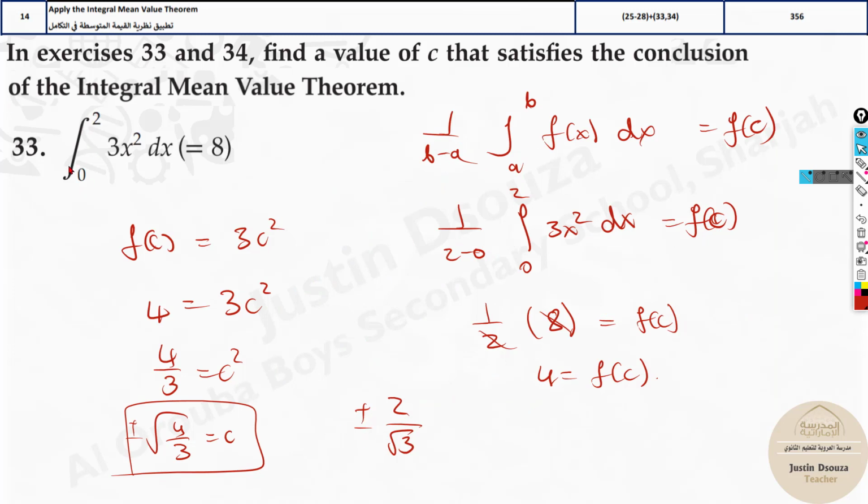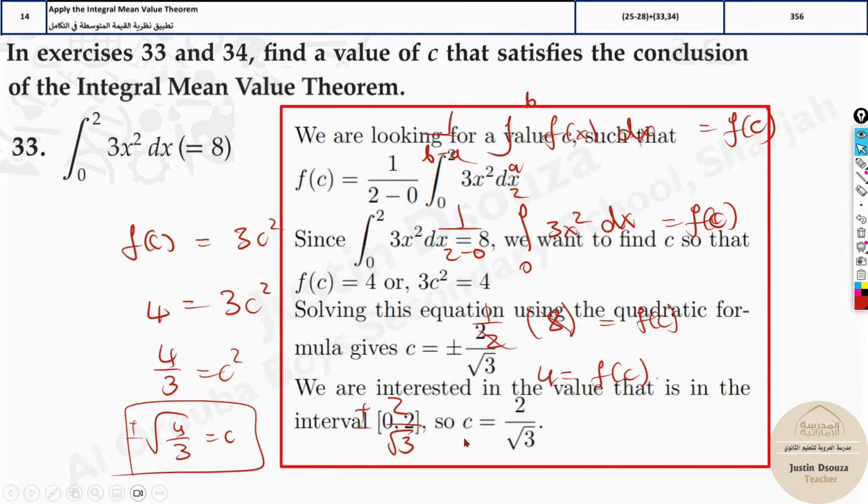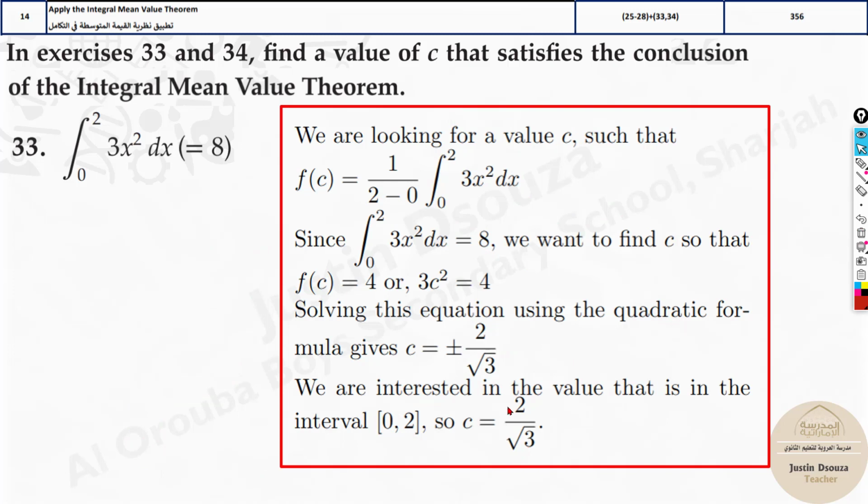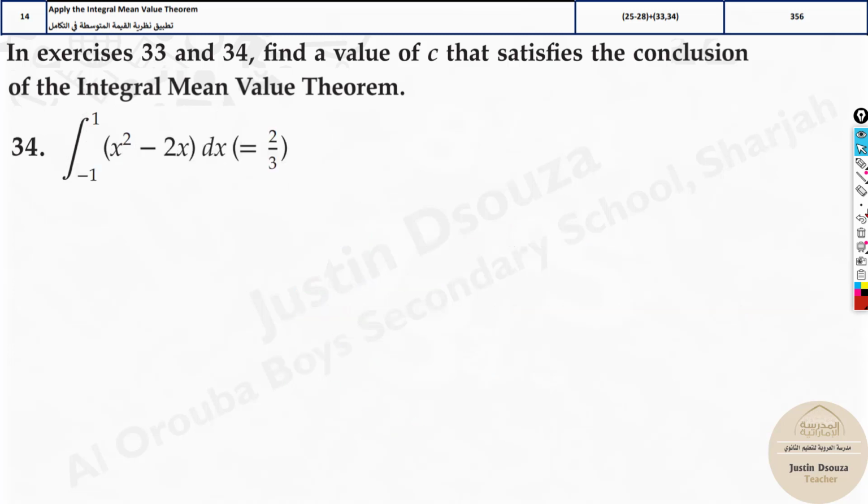But can I have a negative sign over here? The limit is from 0 to 2, so it's only positive. Okay, why? Because though that's the answer, the c value, we have to take only the positive value because that falls inside the interval. Sorry. And now the same thing can be done over here.